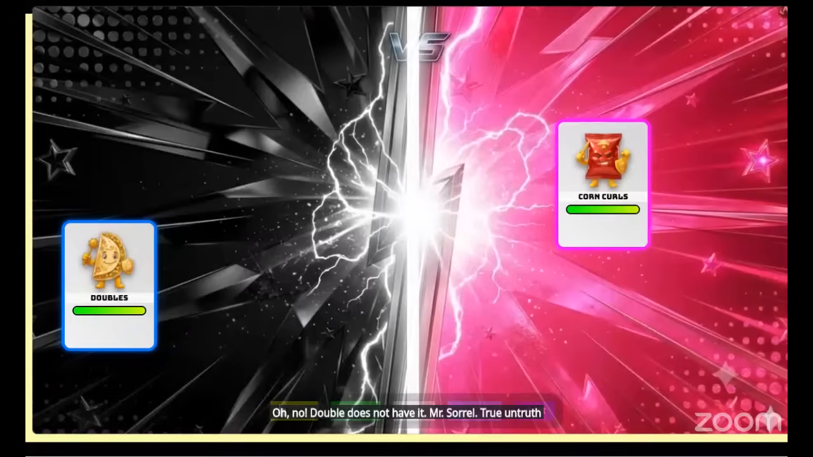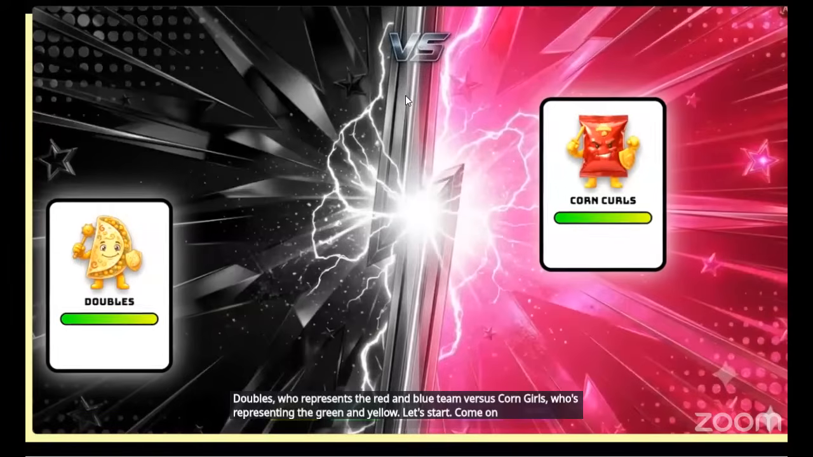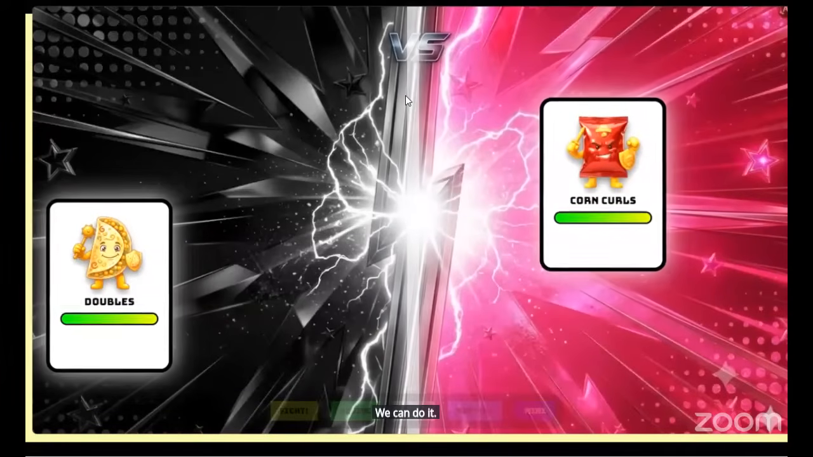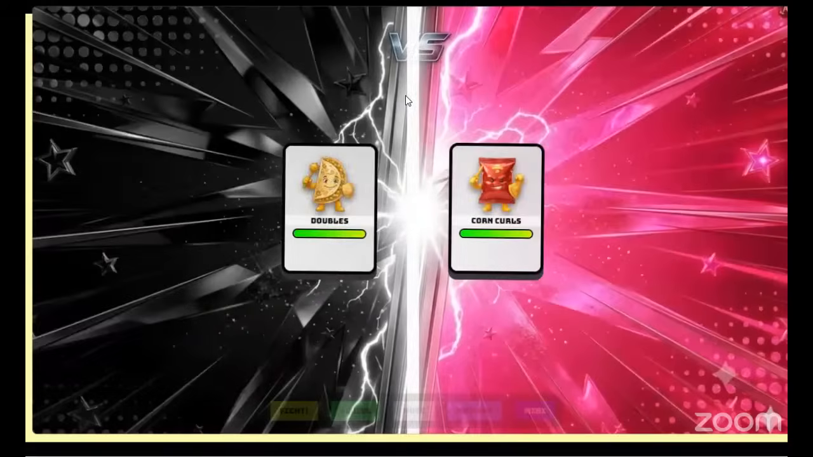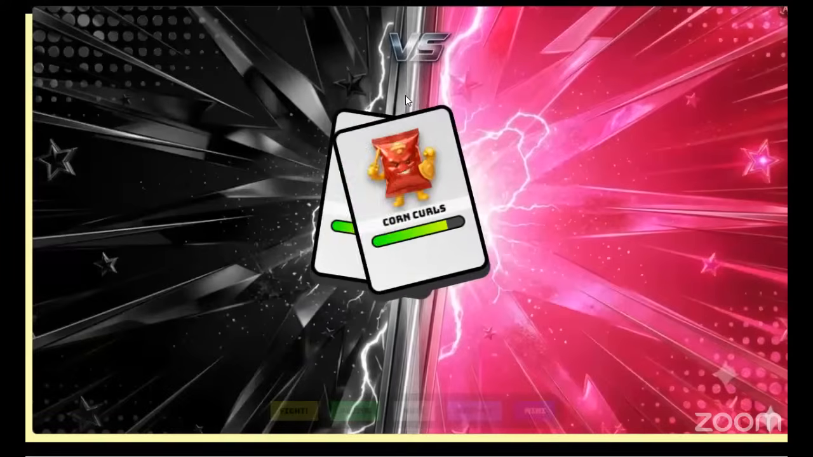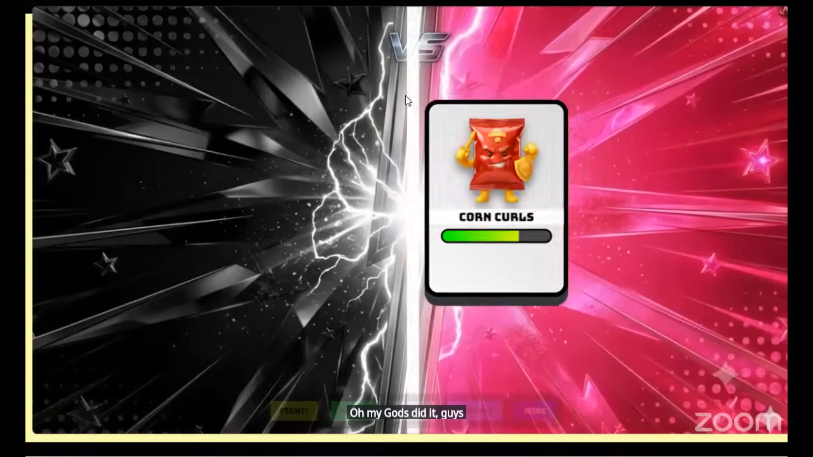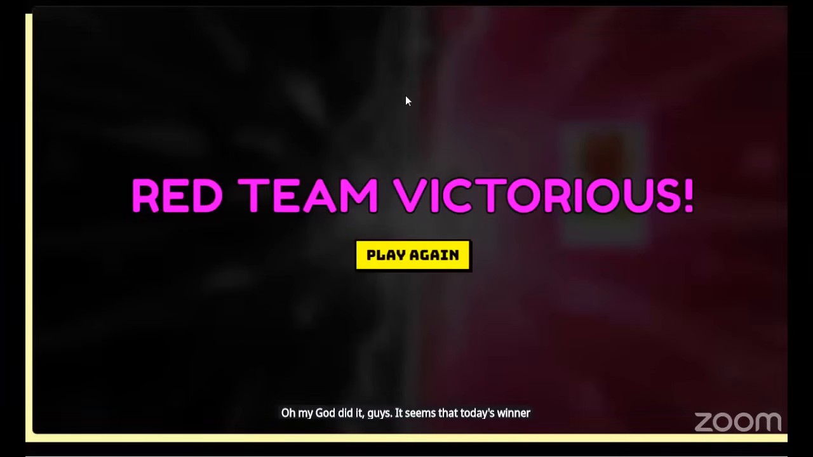All right, guys. Final showdown. Doubles, who represents the red and blue team, versus Corn Girls, who's representing the green and yellow. Let's start. Come on, Corn Girls. We can do it. Oh my God, Corn Girls. Corn Girls did it, guys. It seems that today's winner, no, don't worry about that. We know which side.